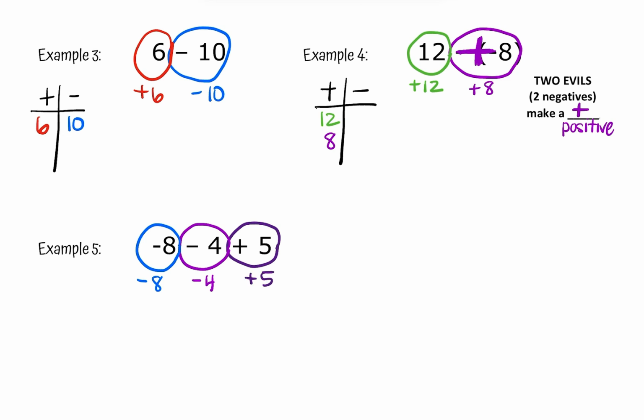So again, now I'm not thinking about it like adding and subtracting. I'm thinking about it as 3 separate integers. I'm going to put my positive, negative table. And I'm just going to sort my numbers. So my 8 was a negative, it goes on the negative side. My 4 was a negative, it goes on the negative side. And my 5 was a positive, it goes on the positive side. And that is our integer intro lesson, guys.